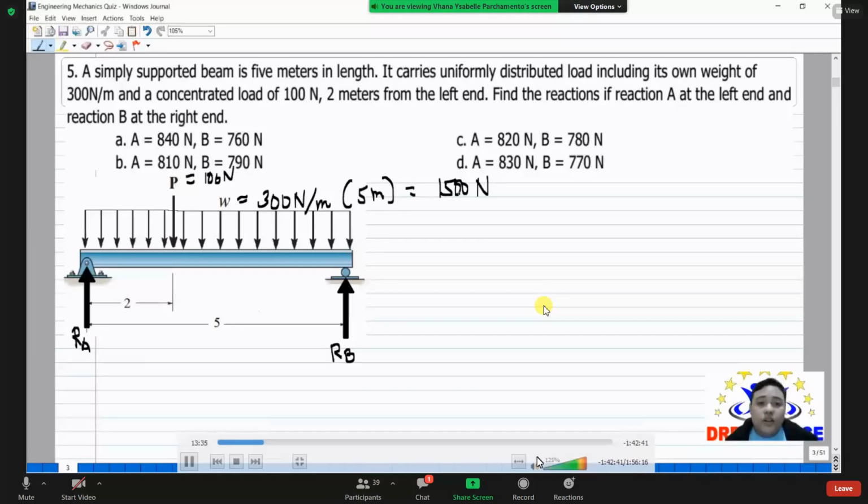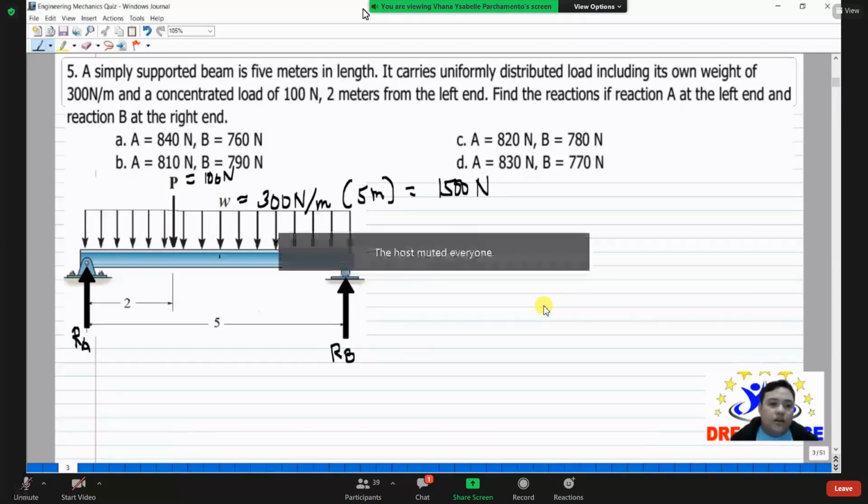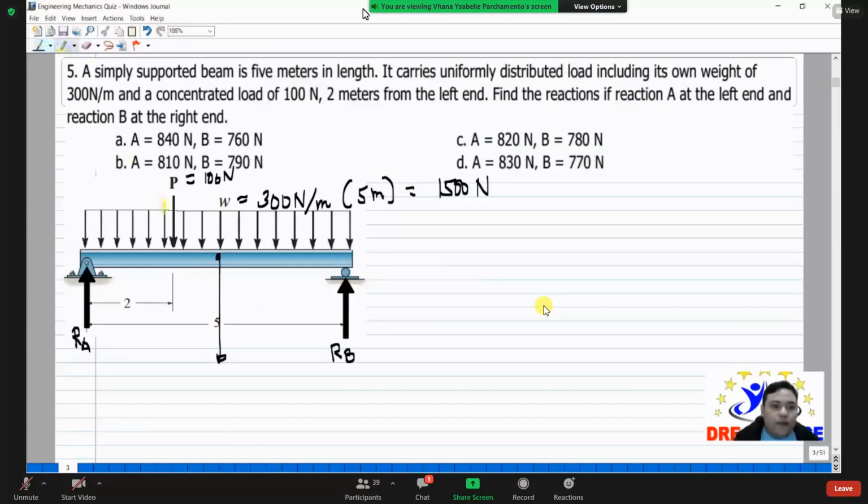And yung 1,500 Newtons na yan, this will act at the centroid of the area. Since rectangle siya, sa gitna lang mismo ng ating rectangle. So dito siya mag-concentrate. Wala na to, ito na siya, napalitan na ng equivalent na to. So this is 1,500 newtons.